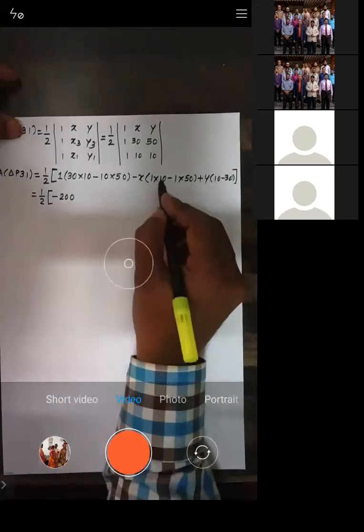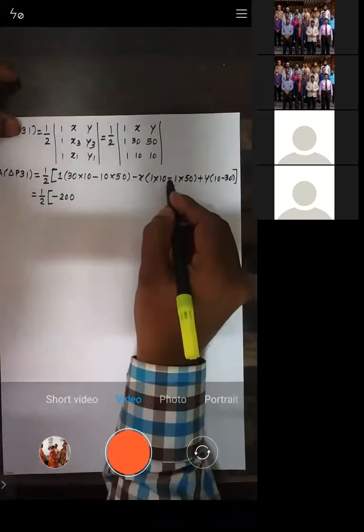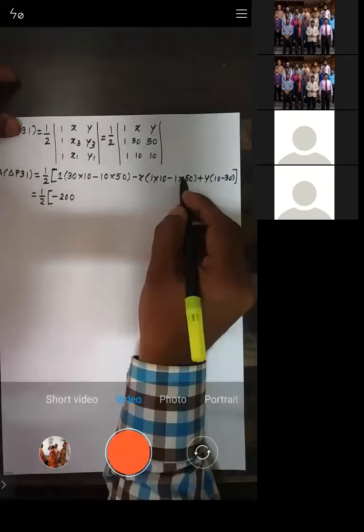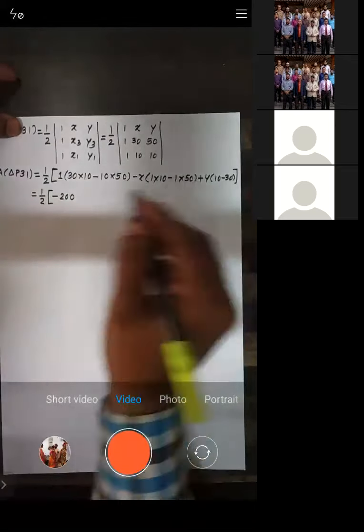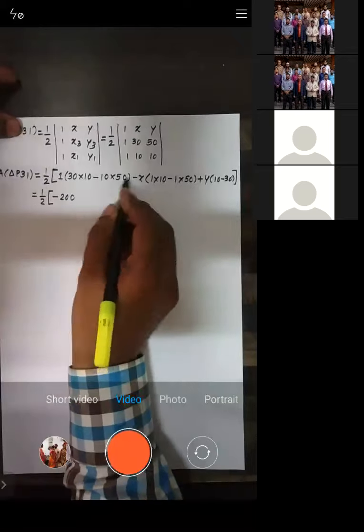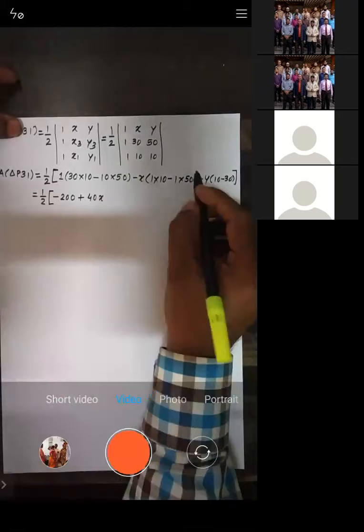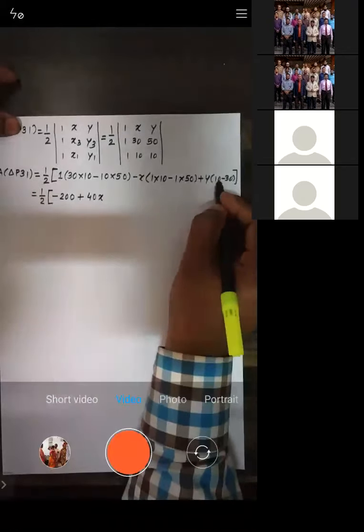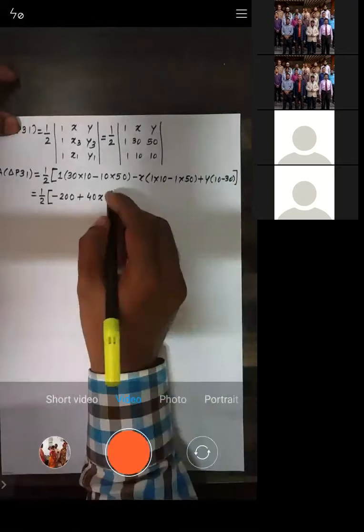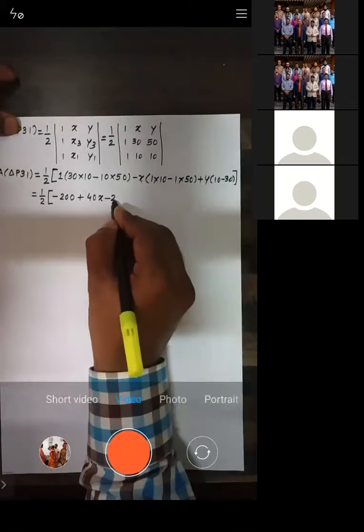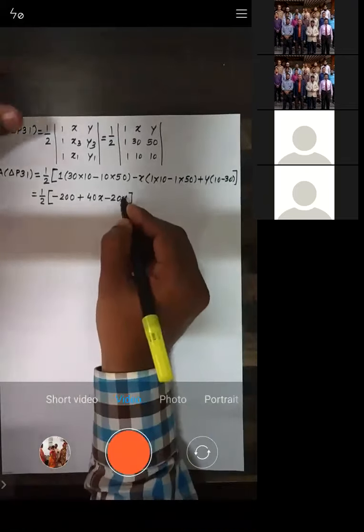Then 10 minus 50 is minus 40, and this is minus x. So this is plus 40x, right? Then this is 10 minus minus 30, 25 minus 21, right? It's a minus 21. Minus 20. Is it okay?